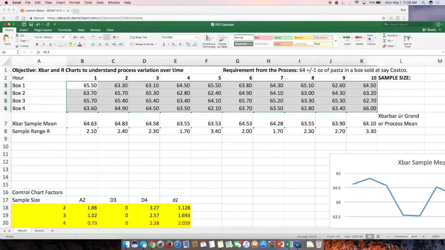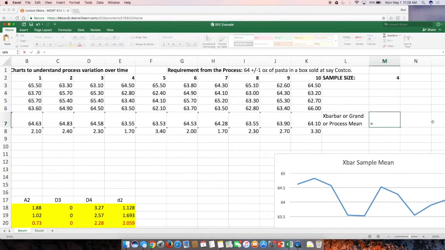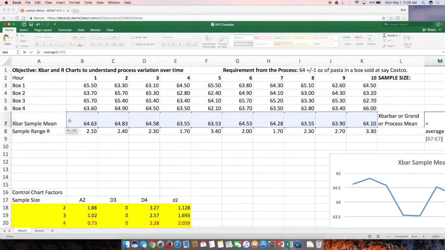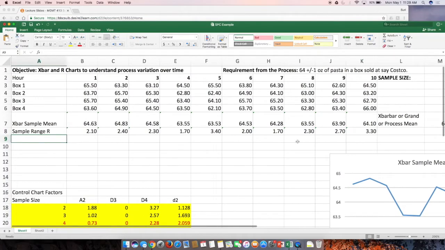It's consistent. And so no matter what you do, some of you can try it one way, some of you another way, you'll see that you'll get the same answer. Take the average of all these average X bar values, and what do you get? 64.15, is that what you get? So now 64.15, I'm going to call this the center line for the X bar chart.